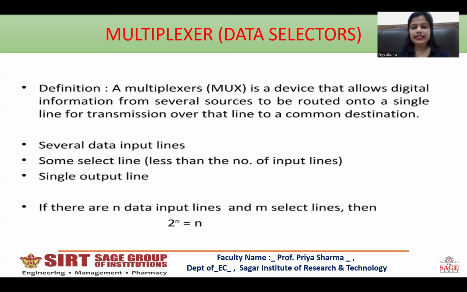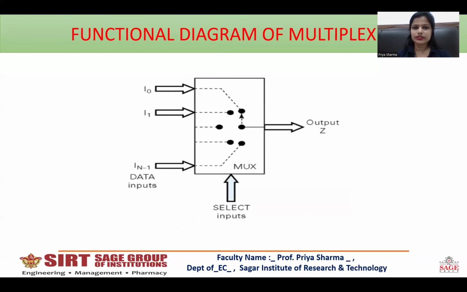If there are n data input lines and m selection lines, then it is written as 2 to the power m is equal to n. This is the functional diagram of a multiplexer, where there are multiple input lines, as you can see, and some selection lines, and there is a single output line. So depending on the combinations of the selection lines, the input is connected to the output line.